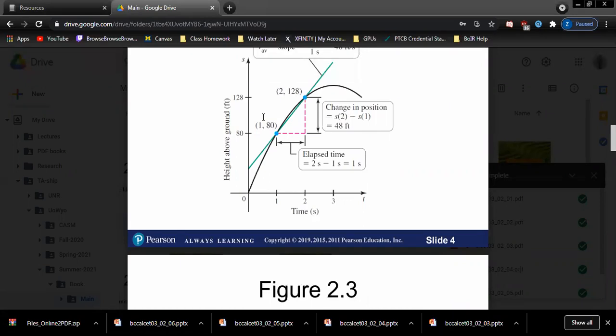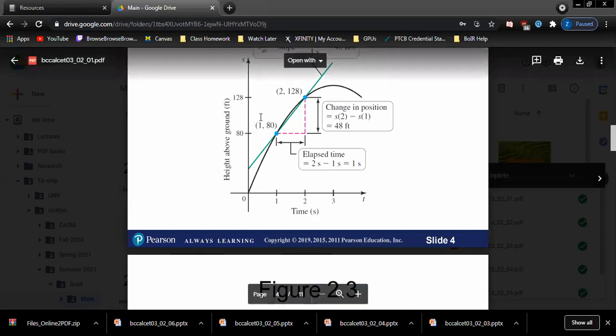Oh, sorry. I think you said it's 180. I don't know, it's 80. The first one, which is 180. Yes, I think it's 180. Oh, sorry, yeah, sorry about that. So the change of y should be 128 minus 80. And the change of x is 2 minus 1.